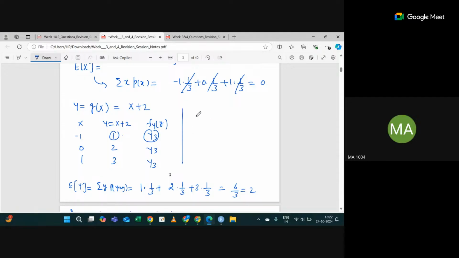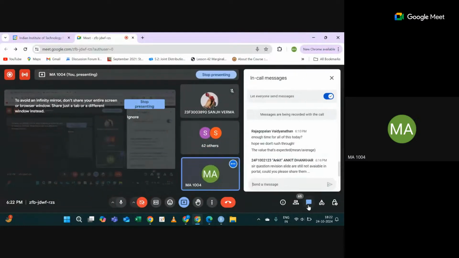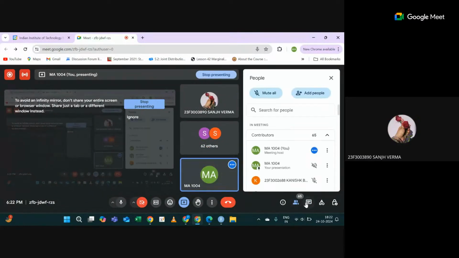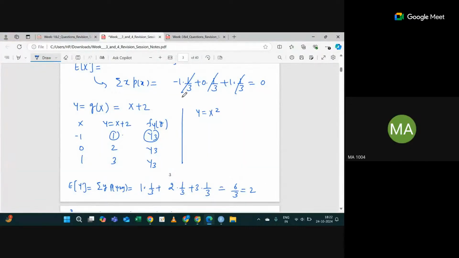In that case, you can do it like this. Suppose I'm asking, let's say y equal to x square, for example. Let me explain this part. So suppose this is y equal to x square. What will be the expectation of y? Simply the summation of x square into the probabilities at each value of x, that is, x square into probability of x equals x, and also probability of x equal to -x.